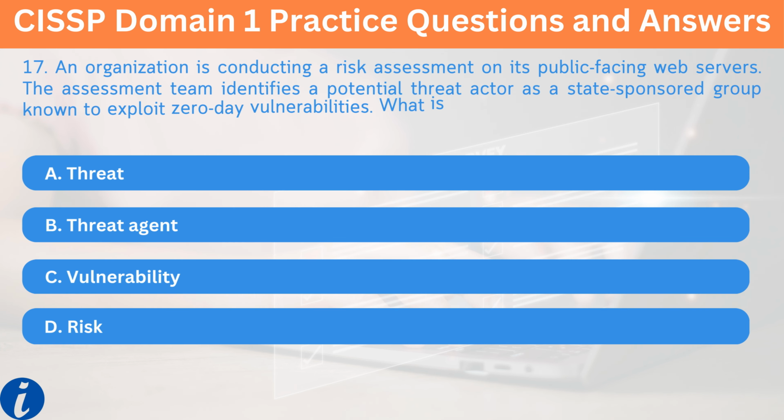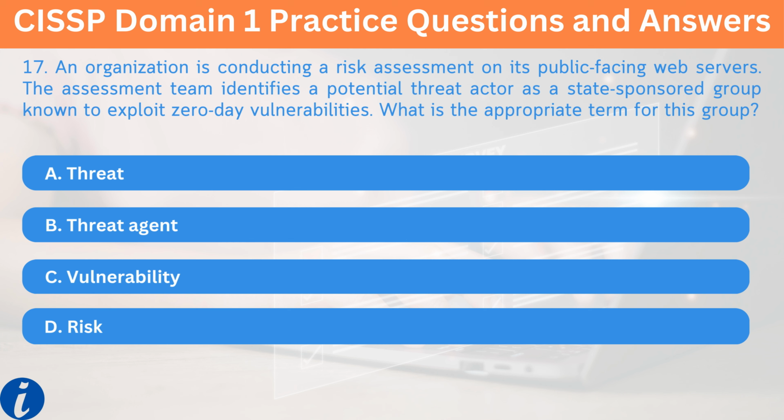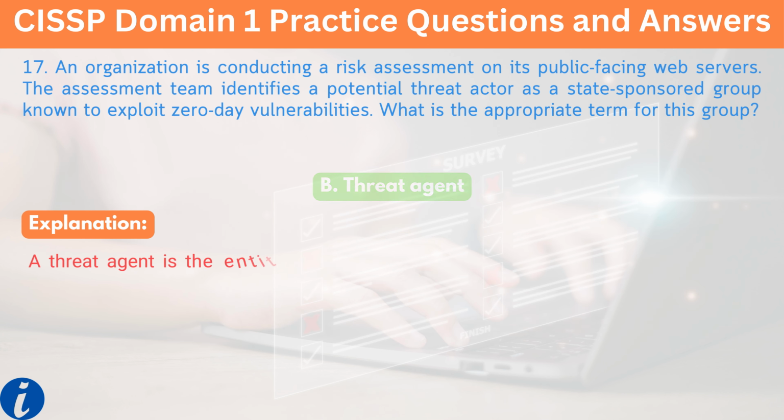17. An organization is conducting a risk assessment on its public-facing web servers. The assessment team identifies a potential threat actor as a state-sponsored group known to exploit zero-day vulnerabilities. What is the appropriate term for this group? A. Threat. B. Threat agent. C. Vulnerability. D. Risk. The correct answer is B.